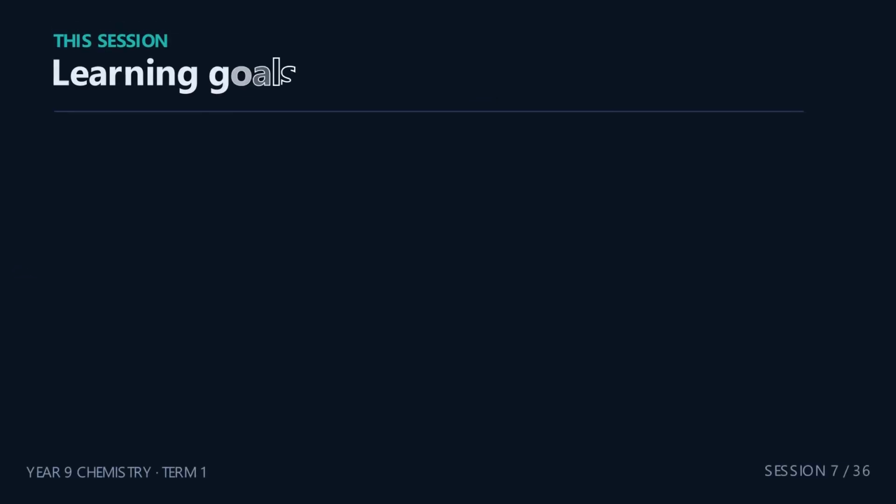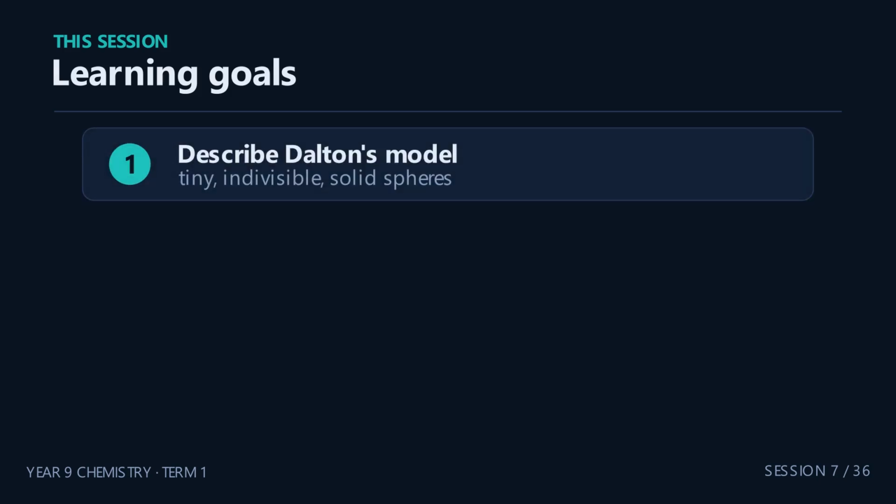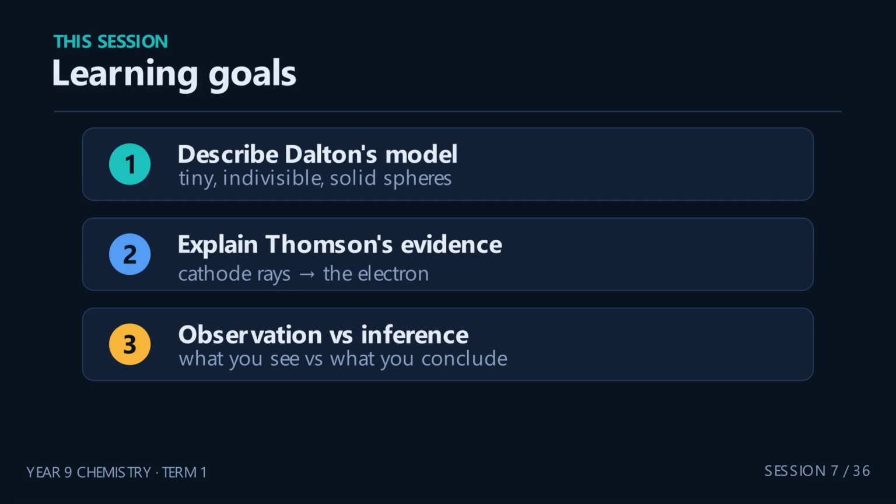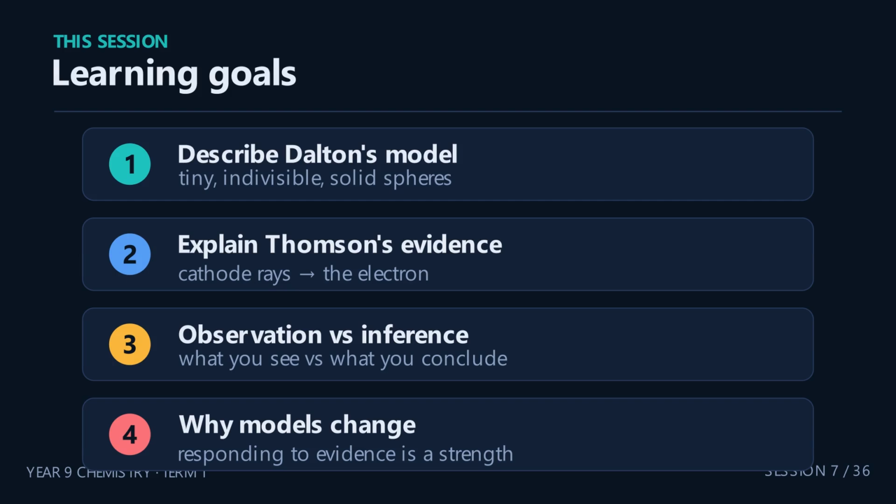Your 4 goals. First, describe Dalton's solid sphere model. Second, explain how Thomson's cathode ray evidence changed that model. Third, learn to distinguish an observation from an inference from a model. And fourth, explain why scientific ideas can change without science becoming unreliable.